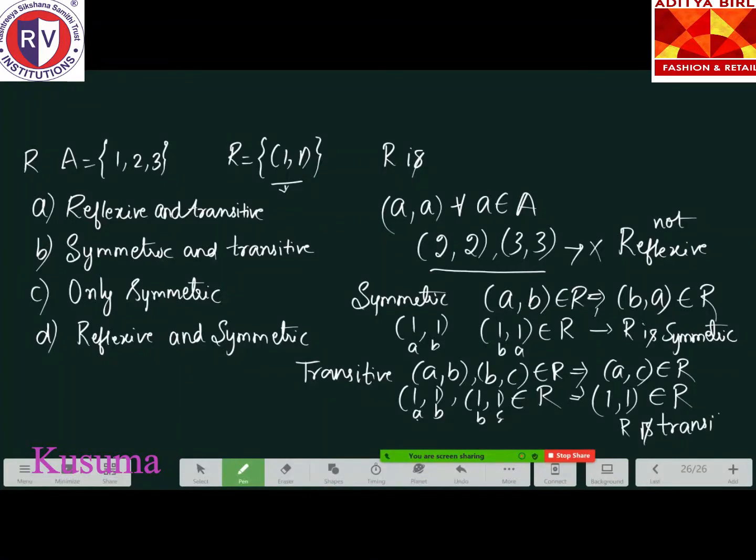So the given relation that is having only one ordered pair is symmetric and transitive, but it is not reflexive because of the absence of 2 comma 2 and 3 comma 3. So the right option is option B. It is symmetric and it is transitive. Right?